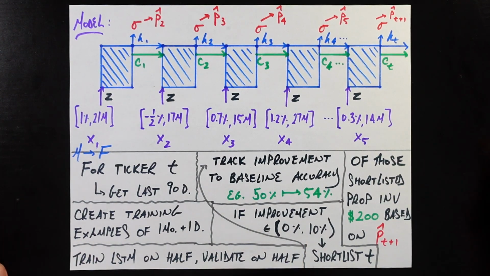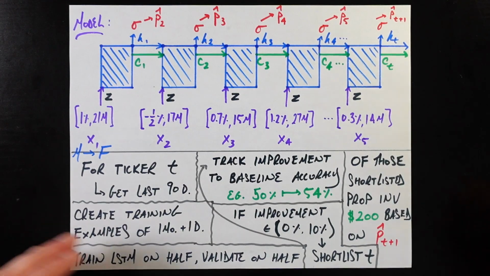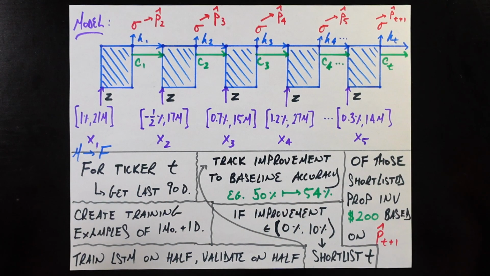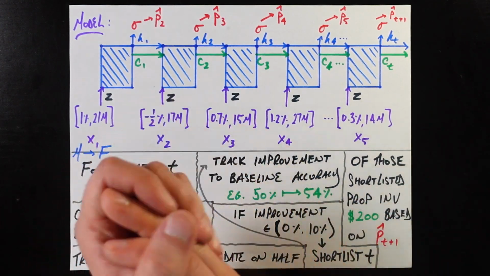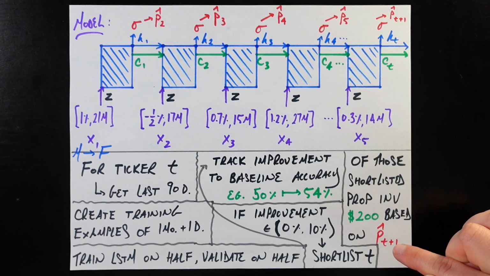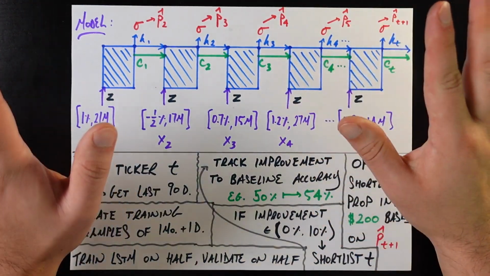Now, where did I get this 10%? It's somewhat arbitrary. You could set this lower, you could set this higher, depending on your tolerance for risk, but that's one of the parameters you can set in this model. And so we're only going to shortlist those tickers that show an improvement greater than zero but less than 10%. Of those shortlisted, we're going to proportionally invest our $200 according to the probability that the next day's stock return will be positive. And that is really the whole process, folks.